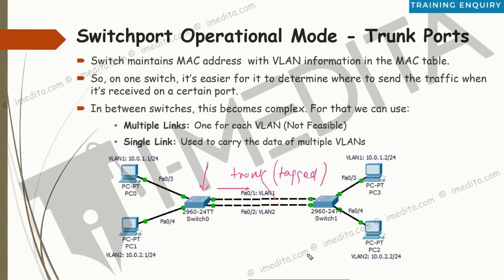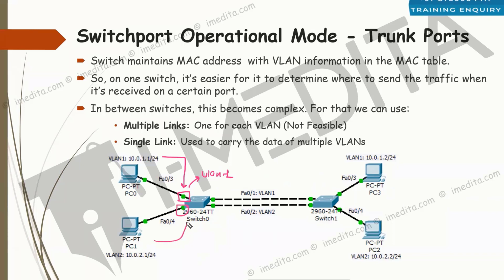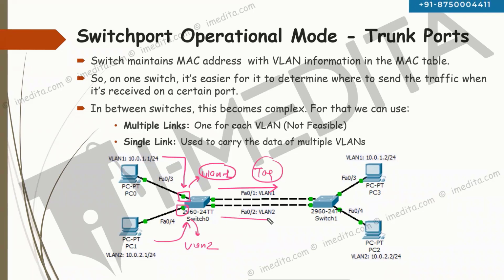Apart from a few exceptions, when the data passes out of the trunk link, the data is going to be tagged. So the switch port receives the data in VLAN 1. This other port is configured in VLAN 2. When the traffic is passed through this trunk link, if the traffic belongs to VLAN 1, a tag will be added. If the traffic belongs to VLAN 2, a tag will be added.